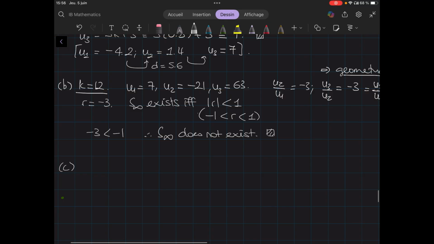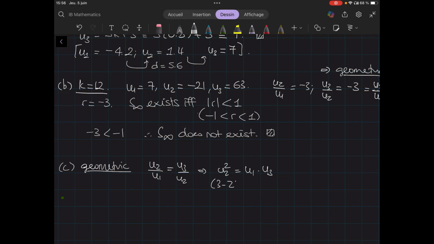Part C. The sequence is geometric for a second value of k. Okay. So, it is geometric if and only if U2 divided by U1 is equal to U3 divided by U2. So, in other words, U2 squared is equal to U1 times U3. This is a book standard question, people, so I would expect most students to be able to solve this question well.